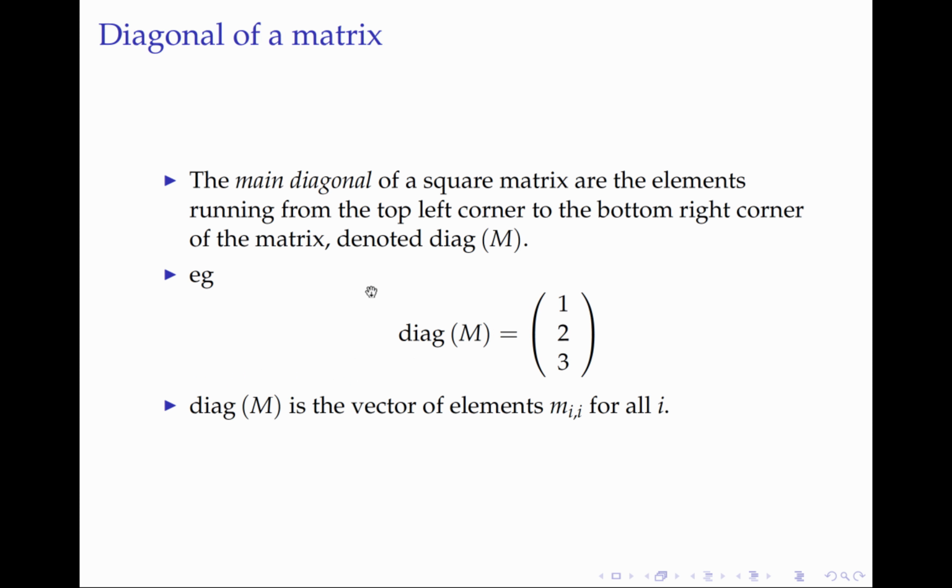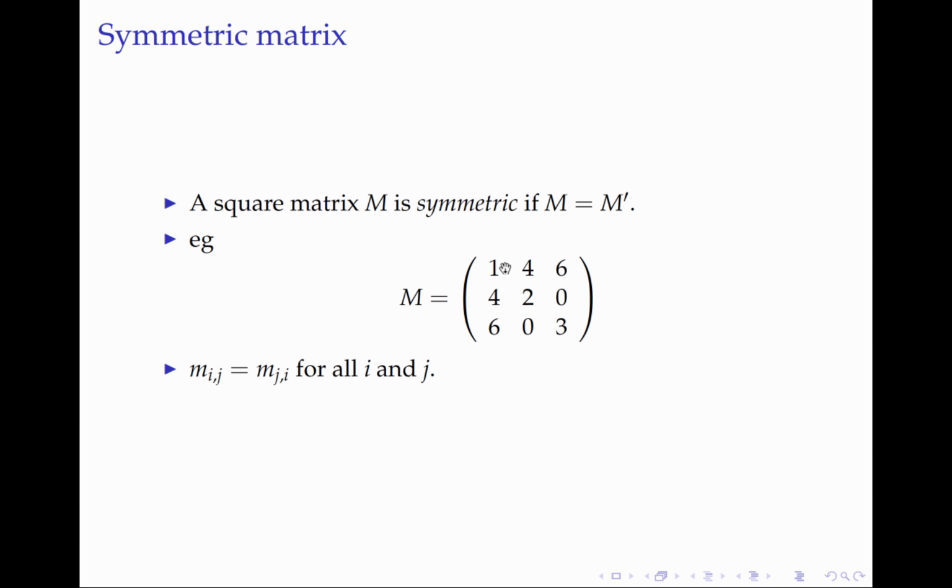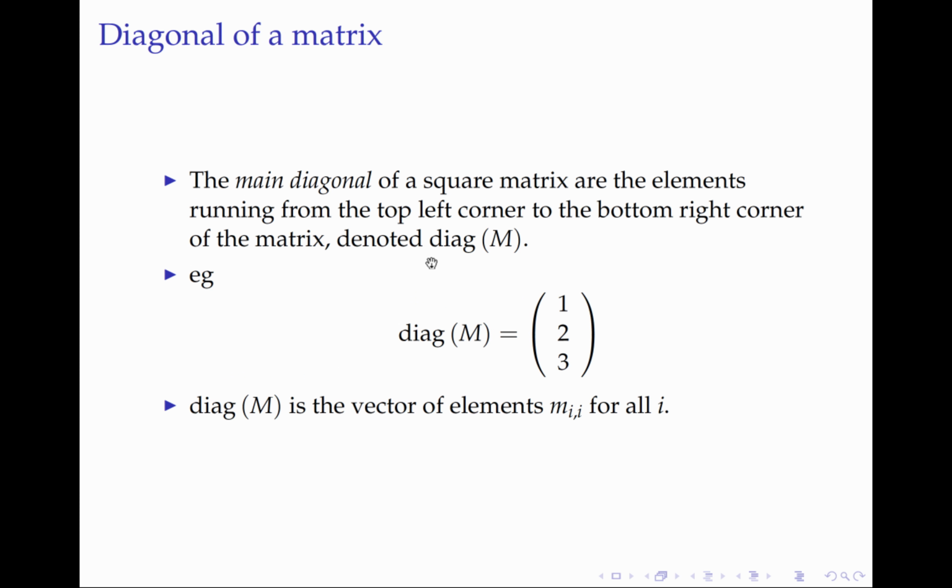Now the main diagonal, which I've just been talking about, are the elements running from the top left to the bottom right. Okay, so 1, 2, 3 is the main diagonal of this matrix. So that's the elements M_ii. So we'll refer to that on occasion as we go.